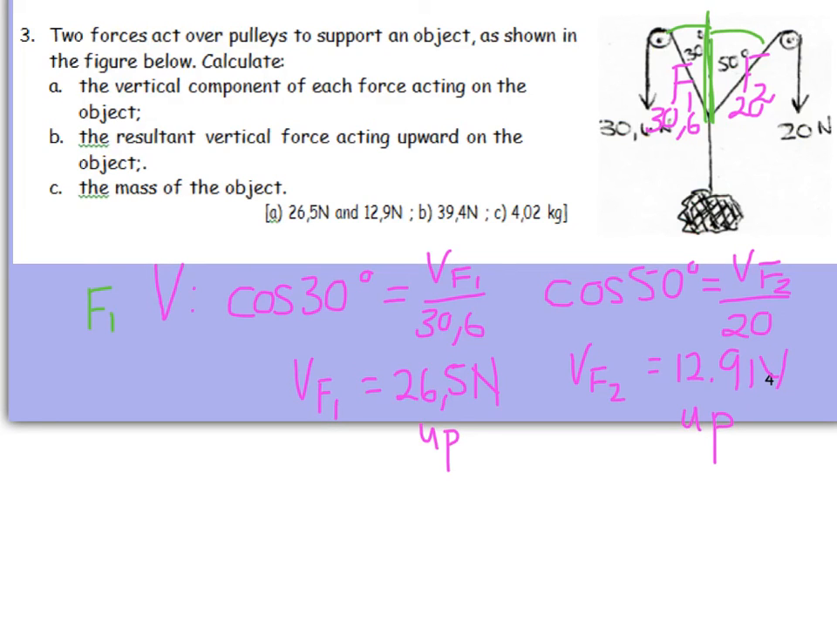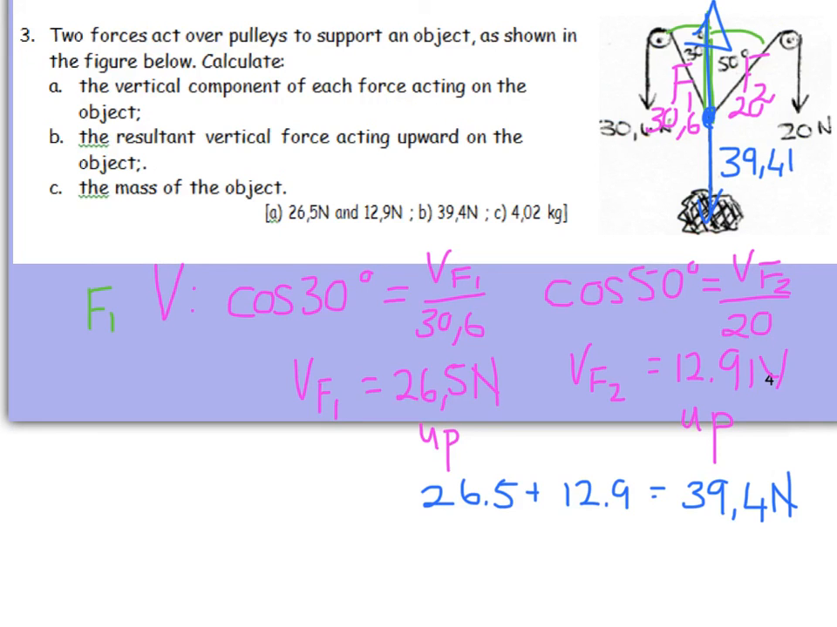So when they ask me for the resultant vertical force, I am going to say upwards 26,5 plus 12,9 newtons are acting, and that turns out to be 39,4 newtons. When 39,4 newtons is acting upwards, then what must, if it's all standing still, what must the downward force be? It's also 39,4 newtons.